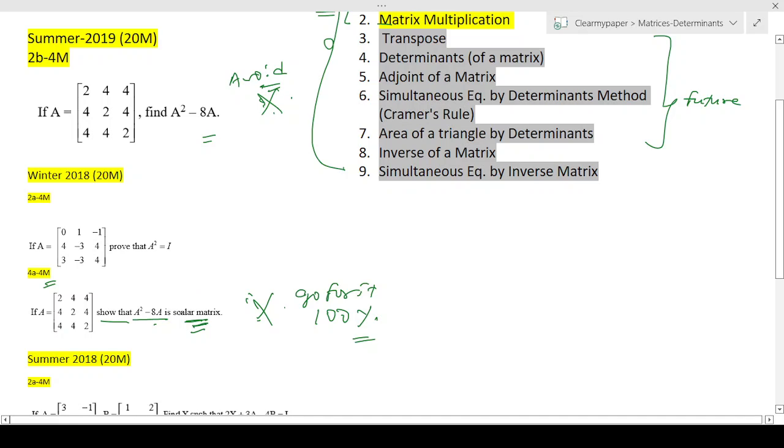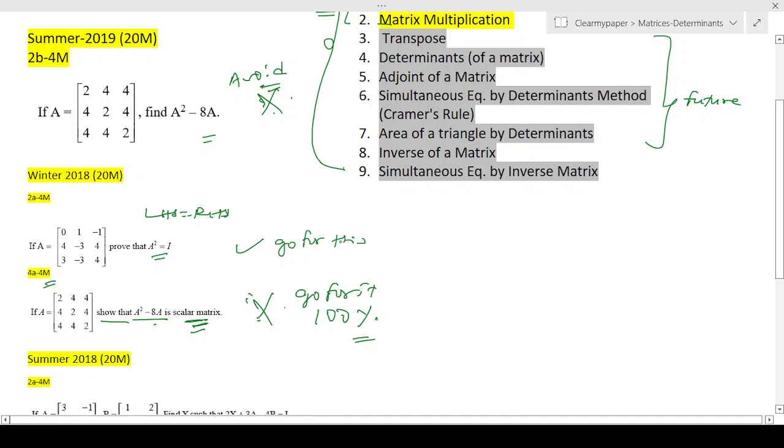Now let's take this one. You have been given a matrix, and you have to prove A squared is equal to I, where I is the identity matrix. That means the question is saying prove left hand side is equal to right hand side, where I know the answer the question has given. We need to just prove it by doing the computation. Again, a great problem. I'll go for this problem also.